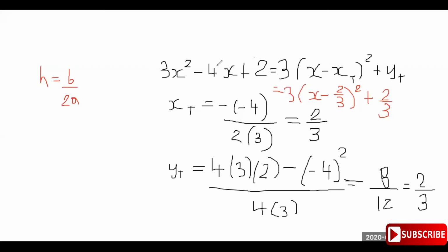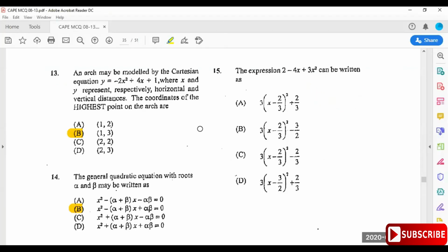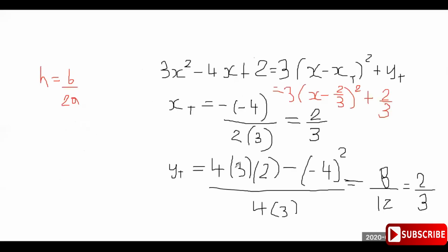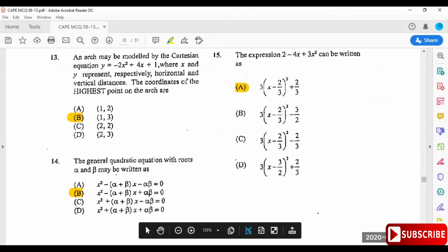So looking for 2 over 3 and 2 over 3. That's A. Four times 3, 12, 24, 24 minus 16. Yeah, that's 2 over 3, 2 over 3. That's A. And that completes module 1.